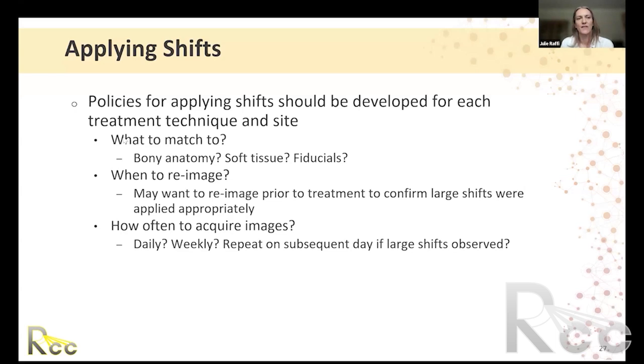It's really important for each site to think through their policies based on what treatment sites they're treating and what type of matching they're doing, whether it's bony anatomy or soft tissue.